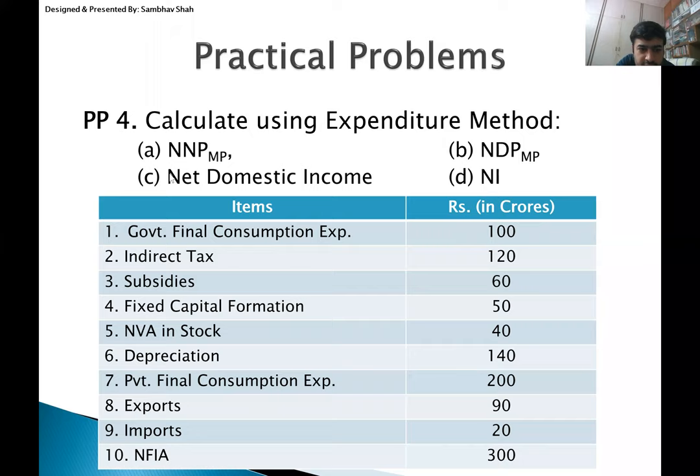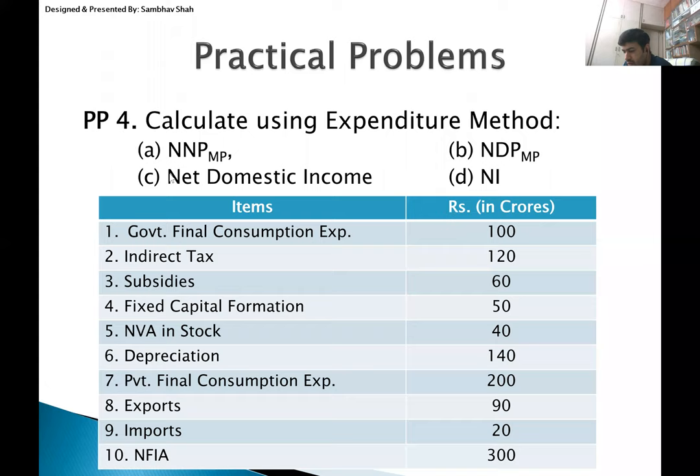Harshal, yes, Harshal. Sir, national income is 620. Sorry, 560, sir. National income 560. Then? Net domestic income is 260. Okay. The other two are remaining, sir.